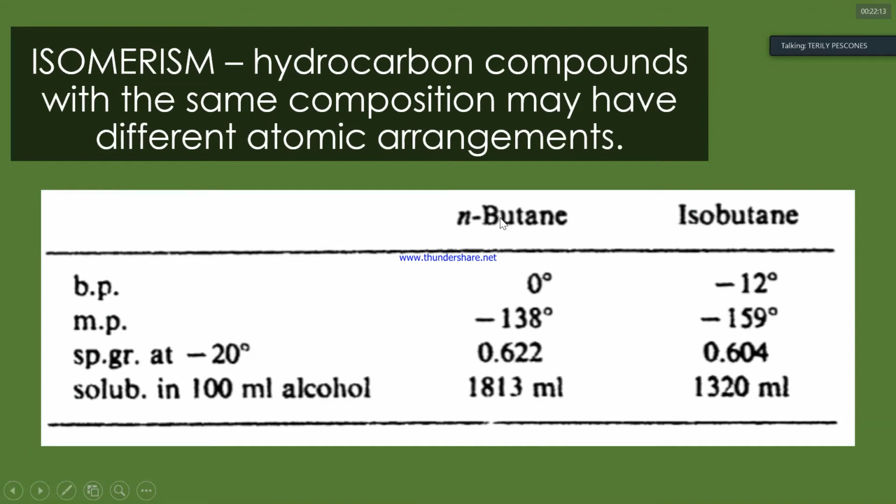So, ito yung isomers. Parehas sila ng ano, pag isulat natin yung formula nila, parehas silang number of carbon, parehas silang number of hydrogen. Pero magkaiba ang kanilang boiling point. So, ibig sabihin, dun pa lang sa structure, nagbibigay na siya ng pagkakaiba ng properties ng dalawang compound. Okay, so, specific gravity, magkaiba din. Of course, insolubility in alcohol, magkaiba din.